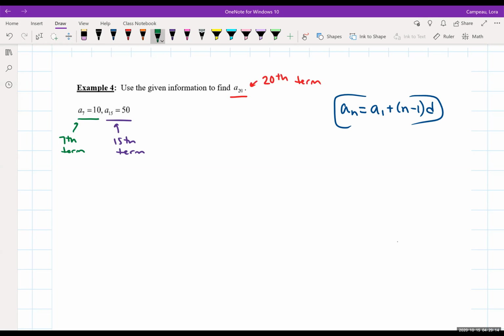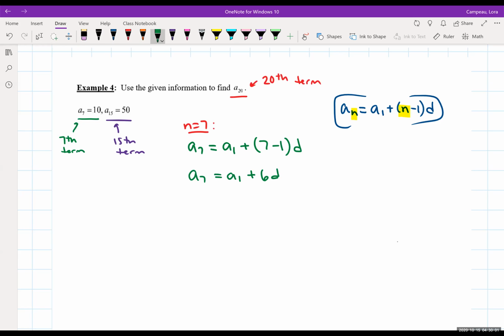So if we say a sub 7, that's when we say n is 7. We're just plugging in 7 for n. So keep that in mind. So a sub 7 equals a sub 1, which we do not know yet, plus, we do know n, which is 7, minus 1 times the common difference d. So let's simplify it slightly. 7 minus 1 gives us plus 6 times d.